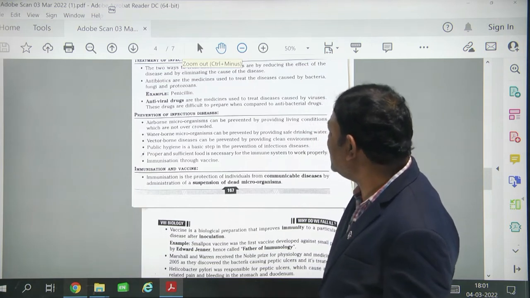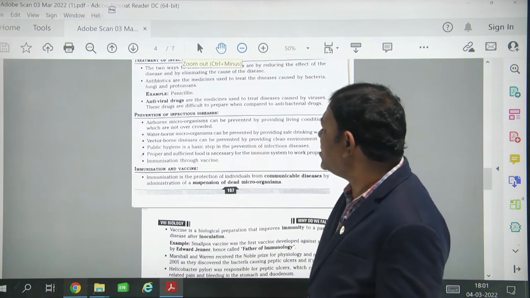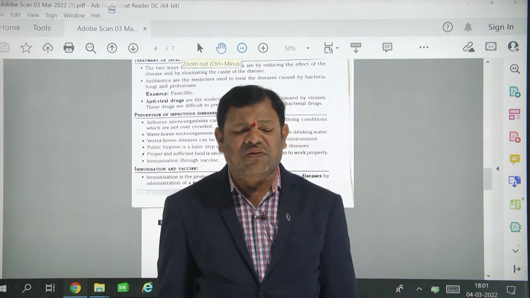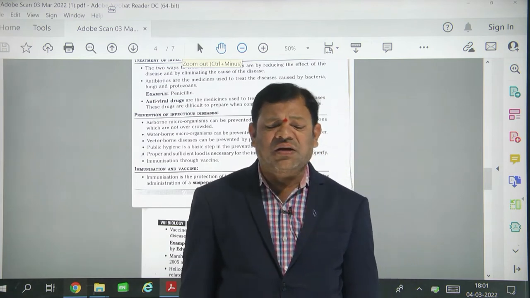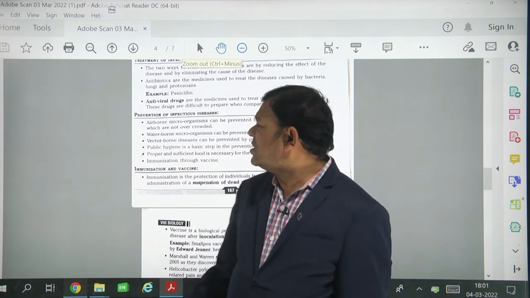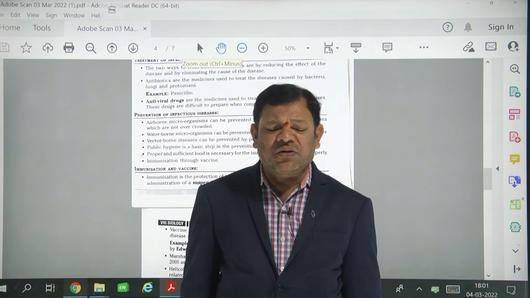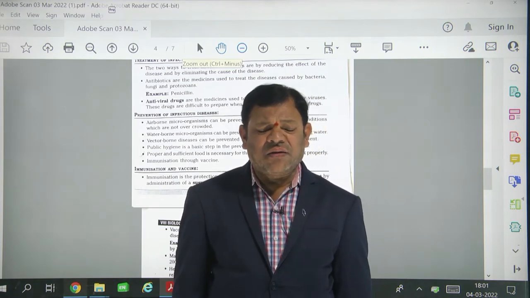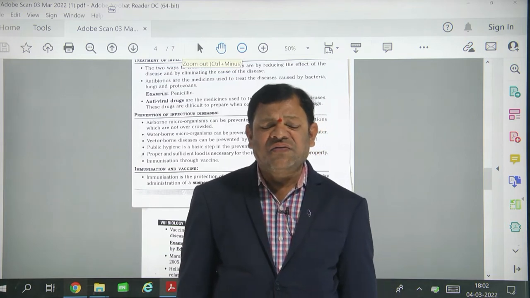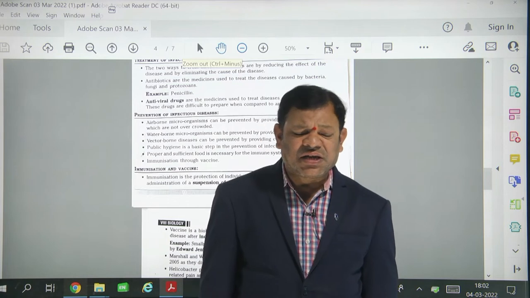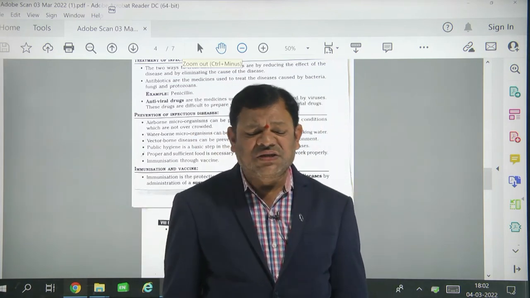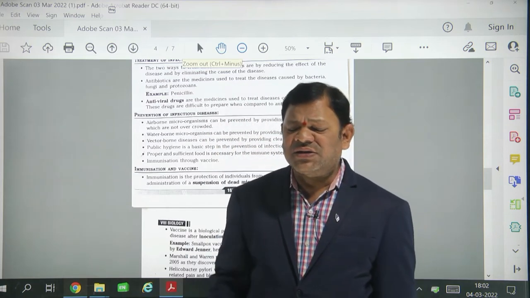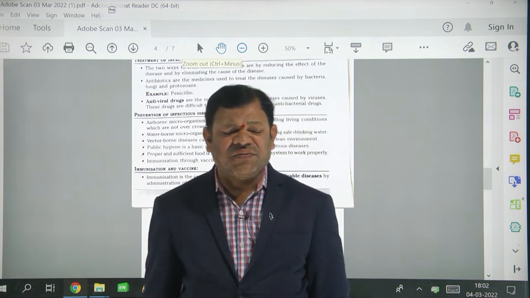Proper and sufficient food is necessary for the immune system to work properly. Immunization through vaccines, nowadays the corona vaccine, the government of India is providing all the facilities. So these are the steps: keep our surroundings clean and green. If you go to the washroom, wash your hands with Dettol. Drink plenty of water, 5 to 6 liters a day. Leafy vegetables you can eat, hot items you can eat, physical exercise is very important. Sufficient sleep is also very important. Eat nutritious food and keep your surroundings neat and clean, then we are free from diseases.